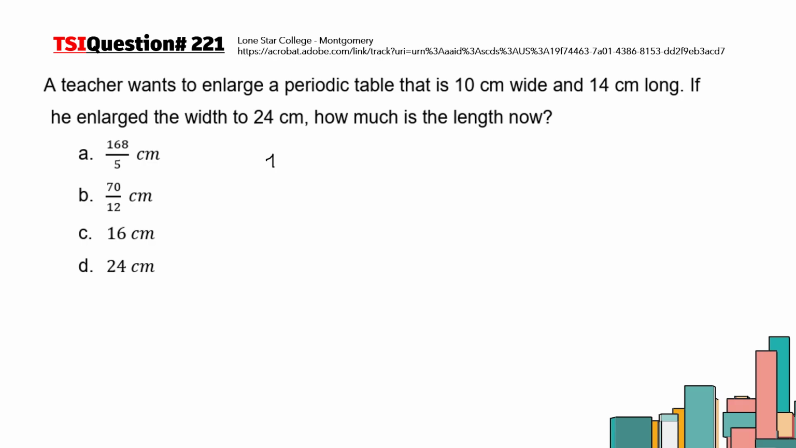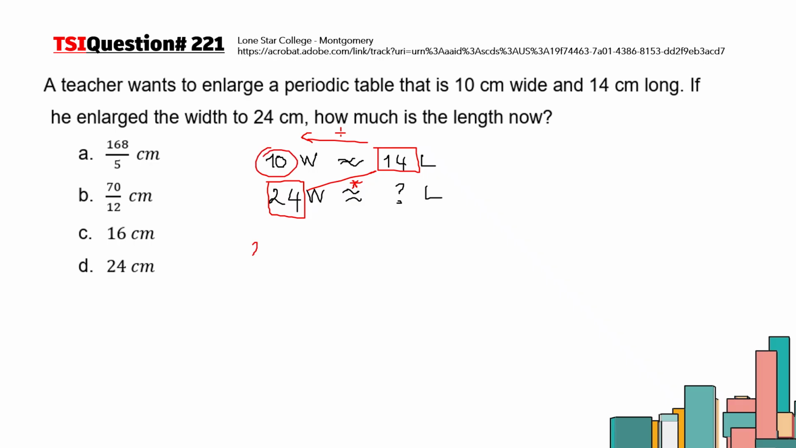So let's set up: the width is 10, and the length is 14. Now if it's 24 for the width, what should it be for the length? So we use the method of cross multiply, and then we divide by the rest. So the question mark is 24 times 14 divided by 10.